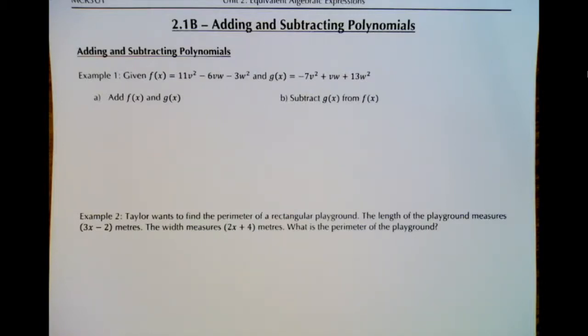Okay, this is lesson 2.1b, adding and subtracting polynomials. In the first part, we looked at what a polynomial was and how to show that polynomials were the same. Now we're going to add and subtract them.